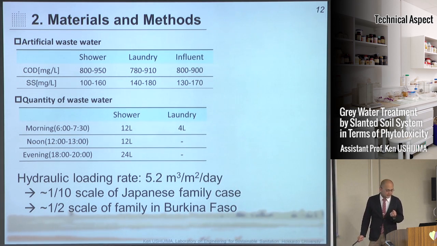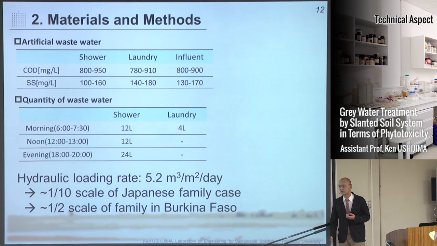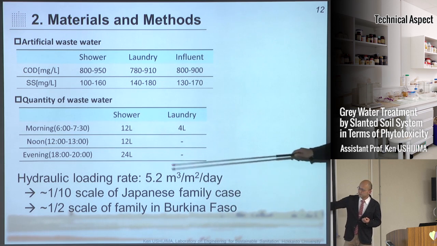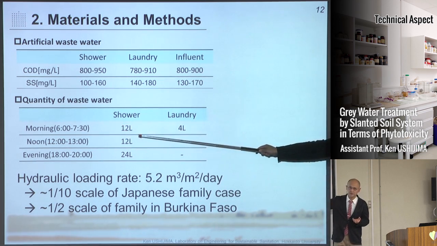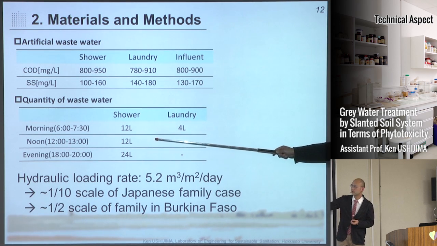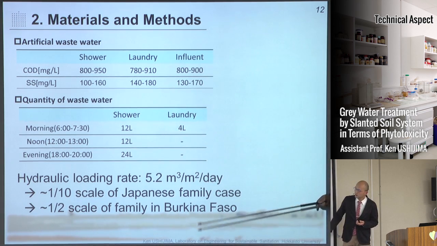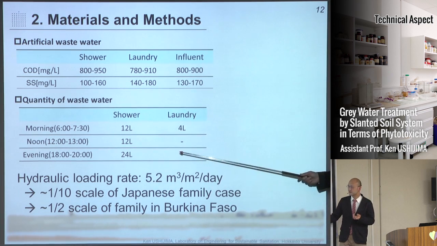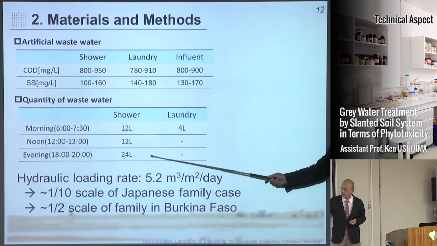Because in the real situation, gray water is discharged not constantly, but as an intermittent flow. For example, in the morning people's activity occurs and they use the water, and also at noon and in the evening. So assuming this situation, we also discharged the gray water 3 times in a day.